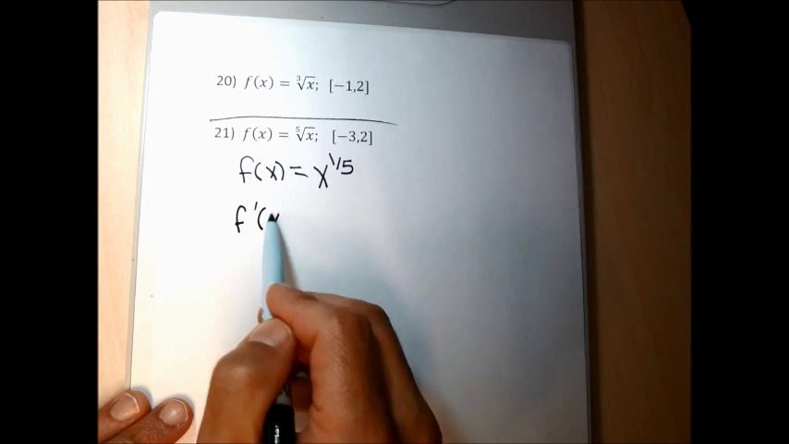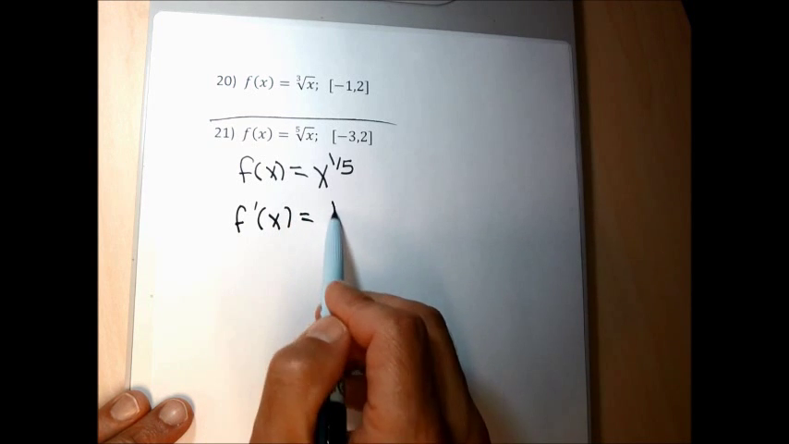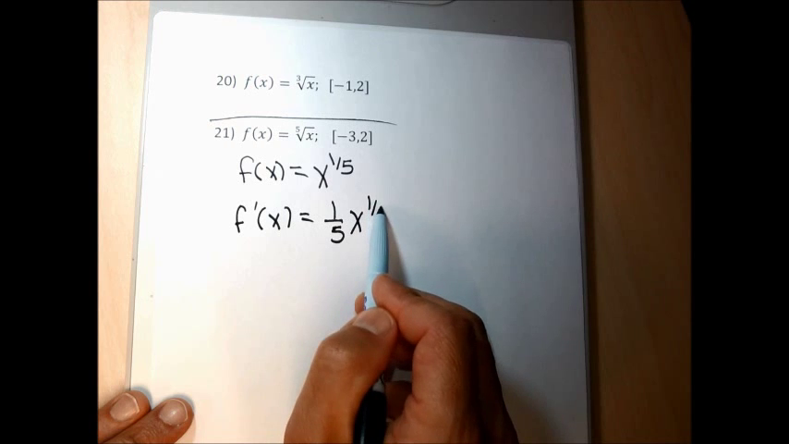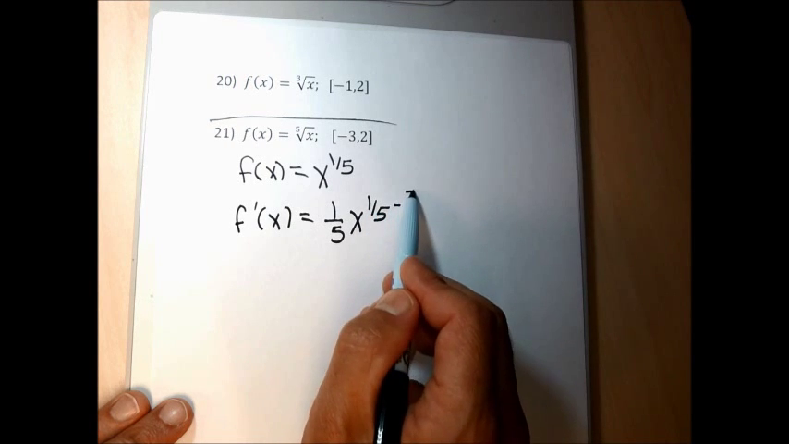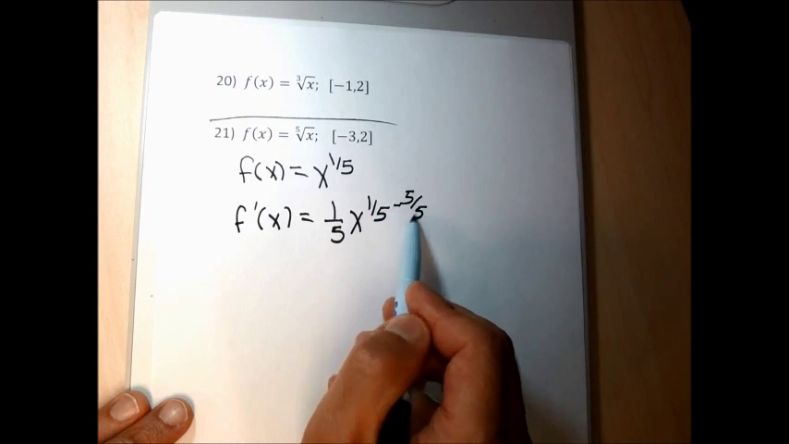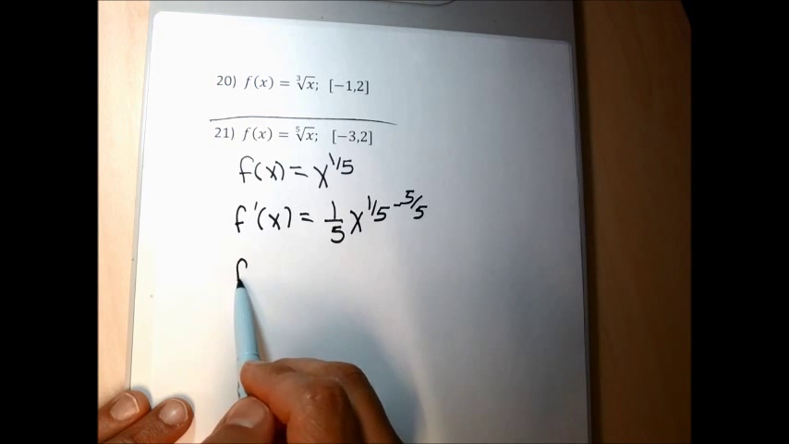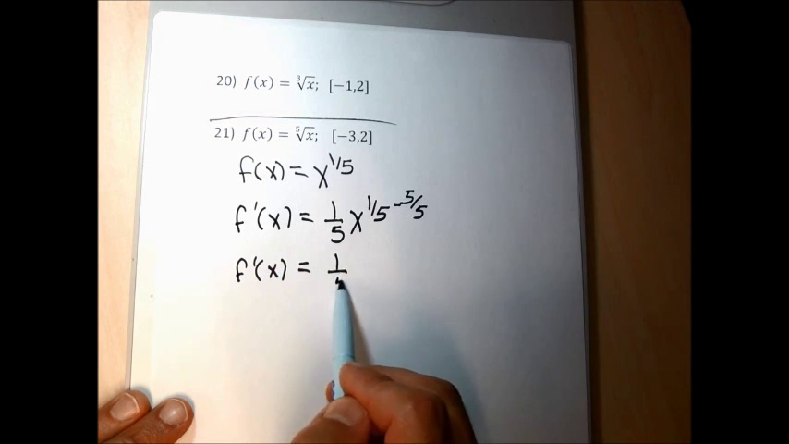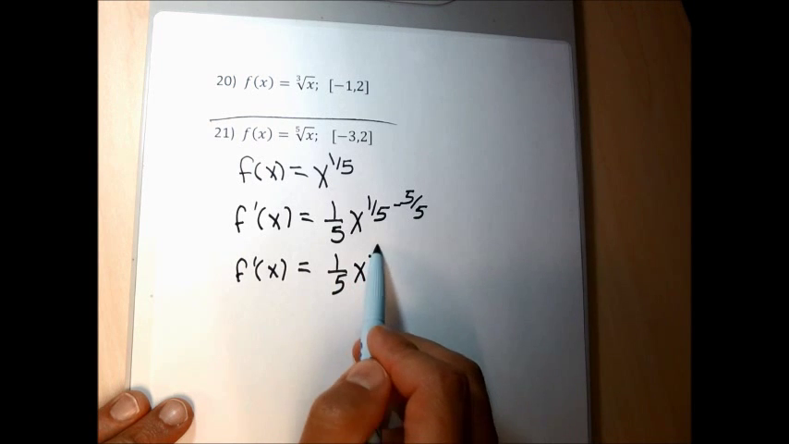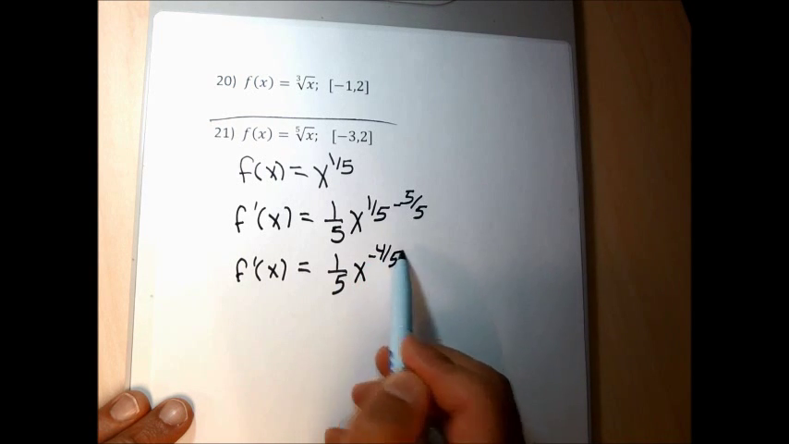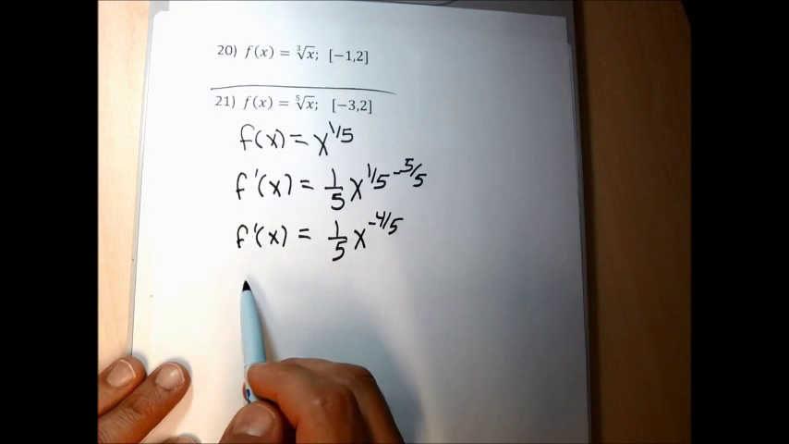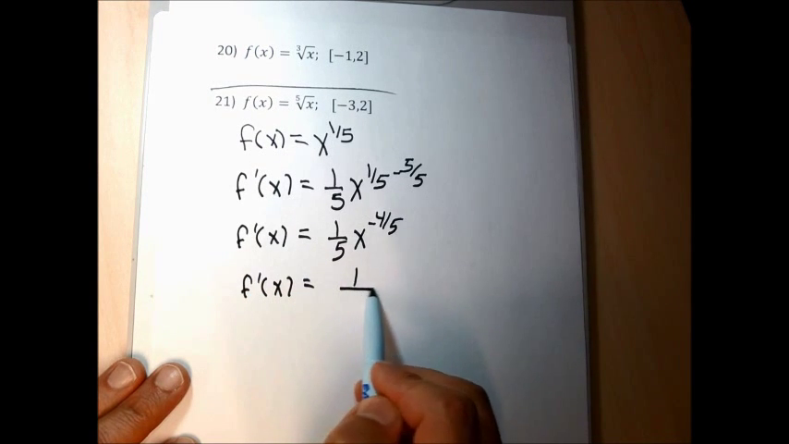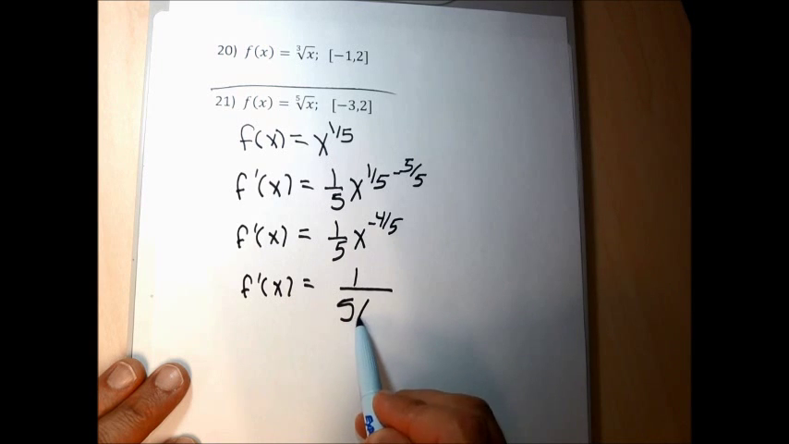So f prime of x is going to be 1/5 times x to the 1/5, and I need to subtract 1. And I'm going to subtract 5/5. So now I'm going to get f prime of x equals 1/5 x to the negative 4/5. I need to make that exponent positive, so I'm going to get f prime of x equals 1 over 5x to the 4/5.